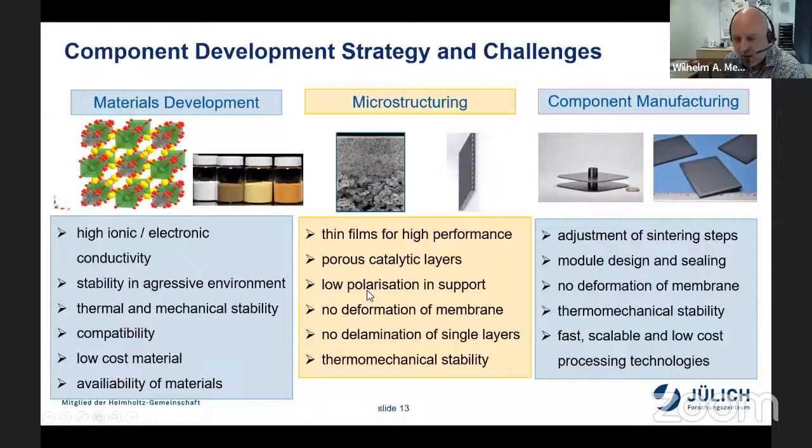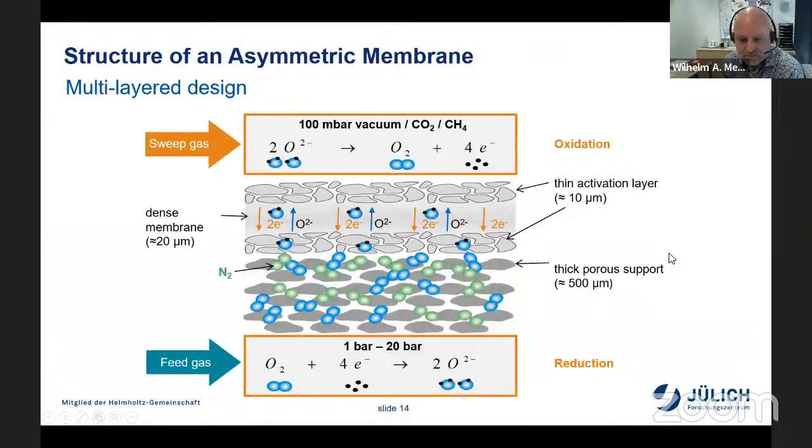And then we have to manufacture small components, and these components should then be tested in a membrane reactor. And that's the microstructure, for example, of an asymmetric oxygen transport membrane. That means you have the porous support, you have two catalytic layers on both sides, and you have the membrane material. And often the membrane material is itself a catalytic layer. That means you can use also the same material for the oxygen generation on both sides. So that's not the reaction catalyst.